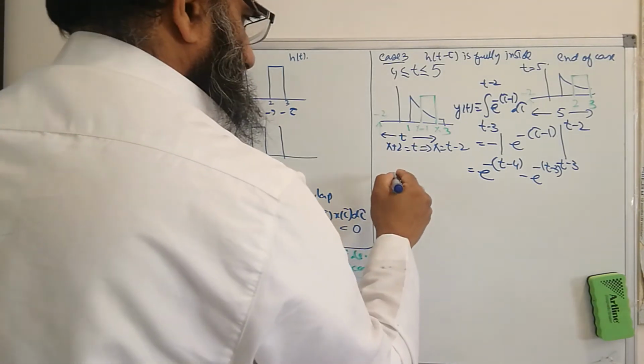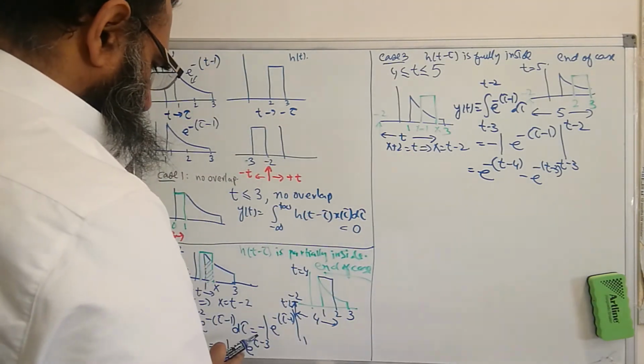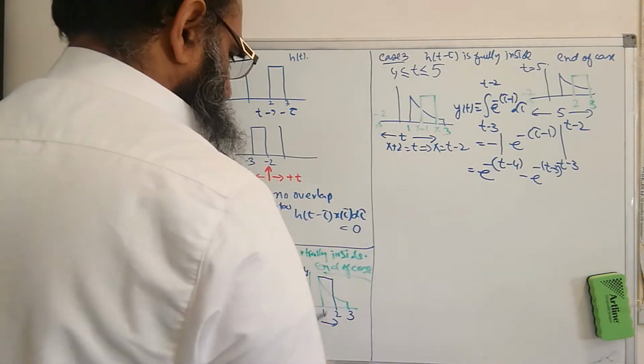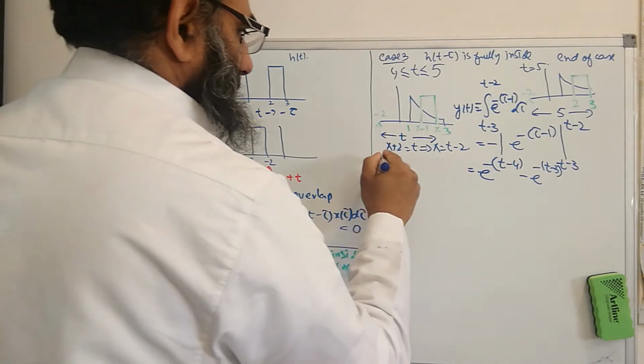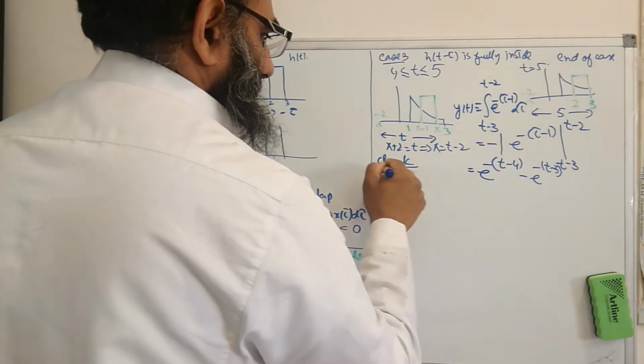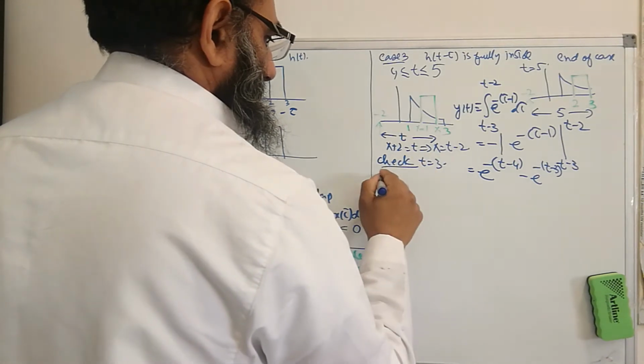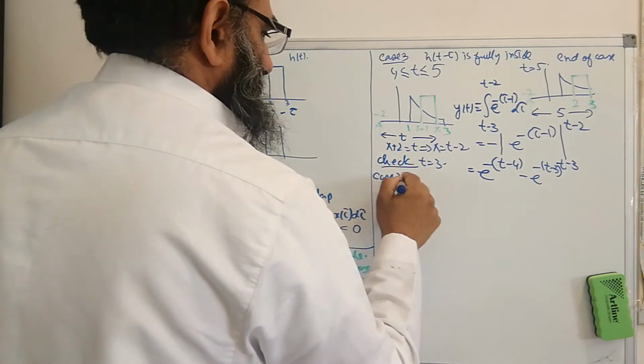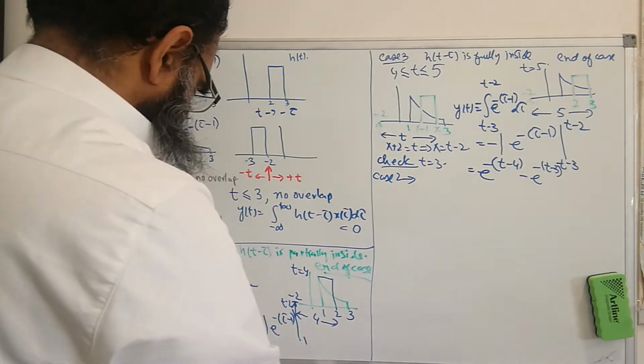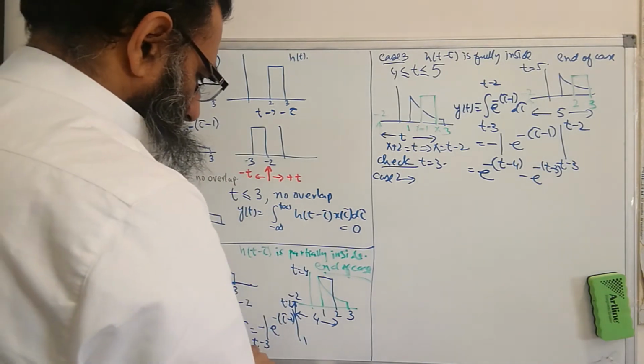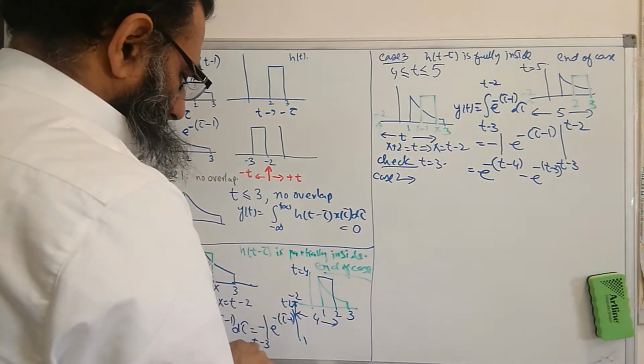Now I can check at t equal to 3, and I should get the same equation. So check at t equal to 3 from case 2. It is y of t is 1 minus e raised to the power minus (t minus 3), so 1 minus e to the 0, which is 0.